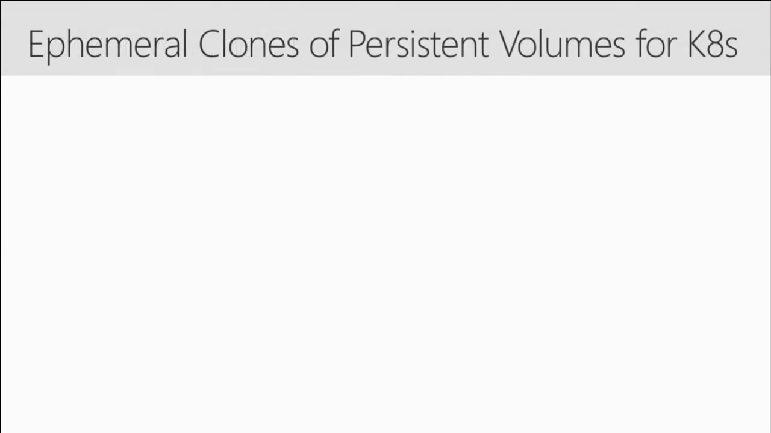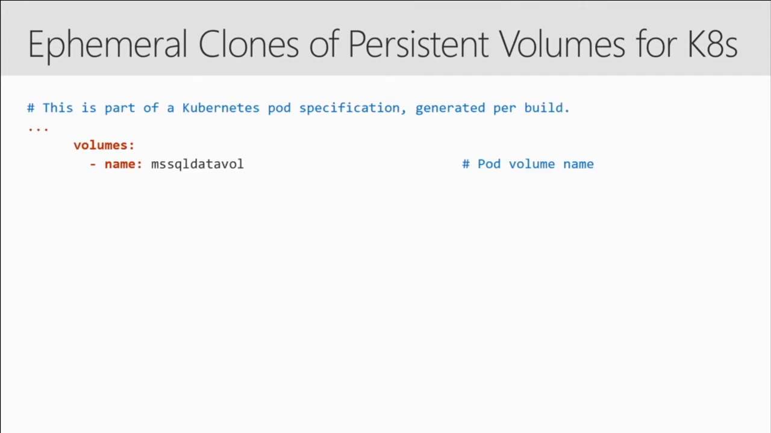So how do we enable this for Kubernetes? And Eric talked a lot about what the different specs look like and so forth. So I'm just going to draw up a sample spec here, what this could look like inside a Kubernetes pod spec. So we give the volume a name, in this case, a MS SQL data volume.